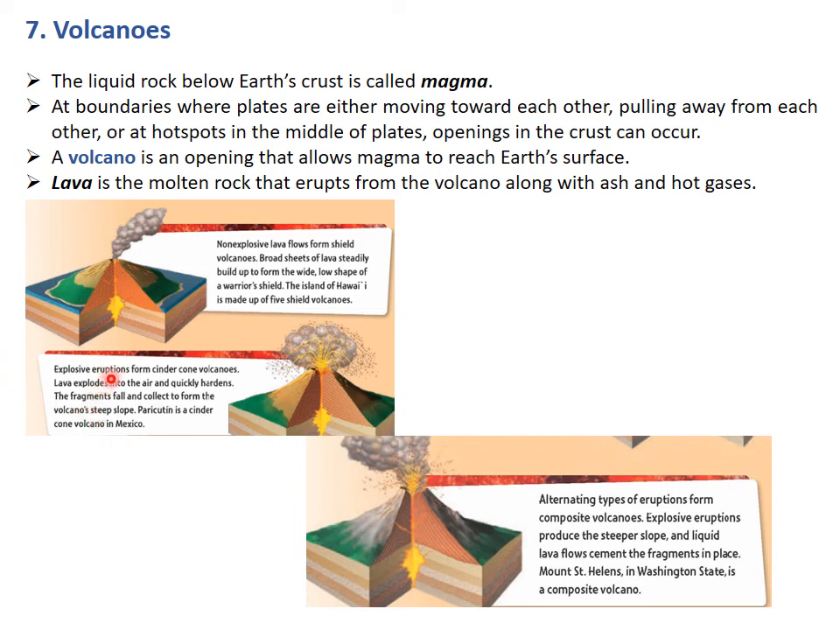Explosive eruptions form cinder cone volcanoes. Lava explodes into the air and quickly hardens. The fragments fall and collect to form the volcano's steep slope. Alternating types of eruptions form composite volcanoes. Explosive eruptions produce the steeper slope, and liquid lava flows cement the fragments in place.